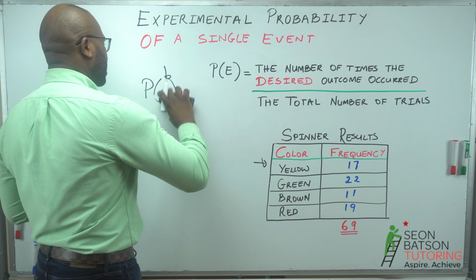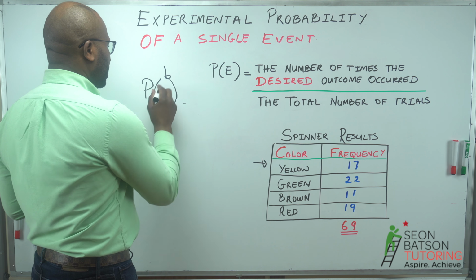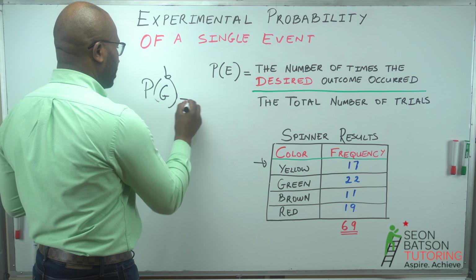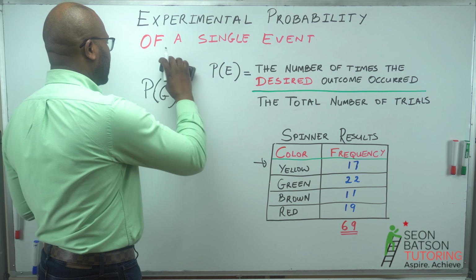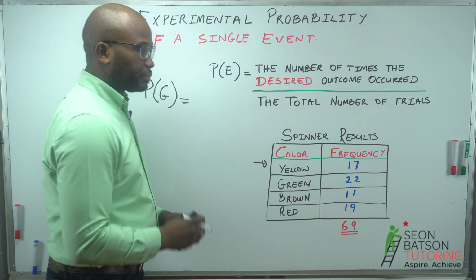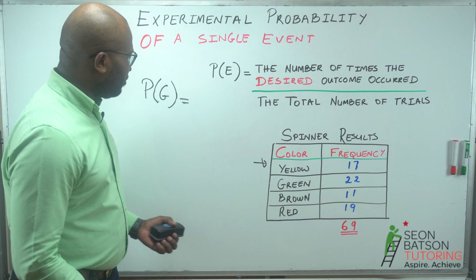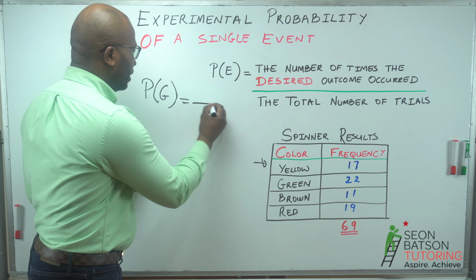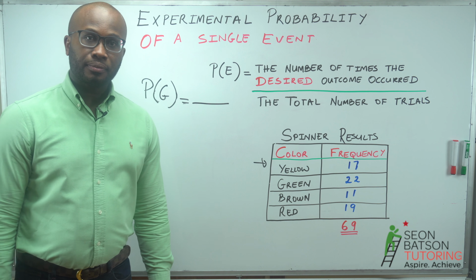Let's do green. You guys now try it. See if you can give me the probability of getting green the next time I spin the spinner. It's very simple, right? Pause the video, give it a try, and come back. Let's see if we get the same answer.